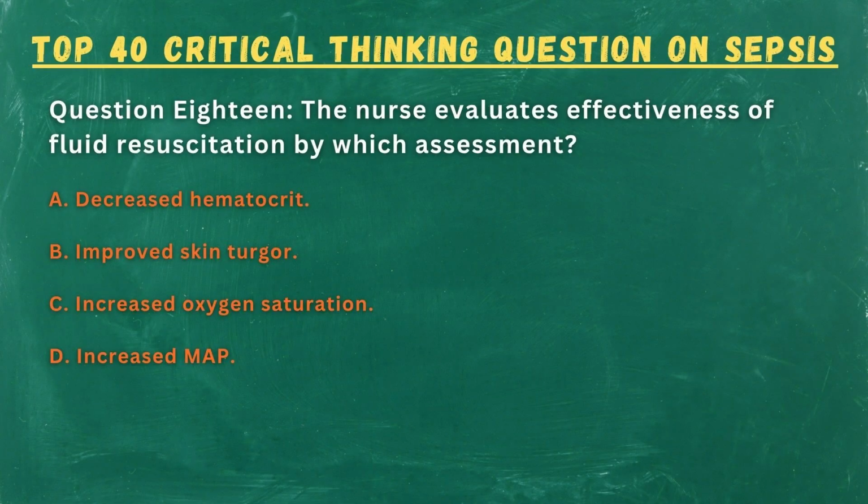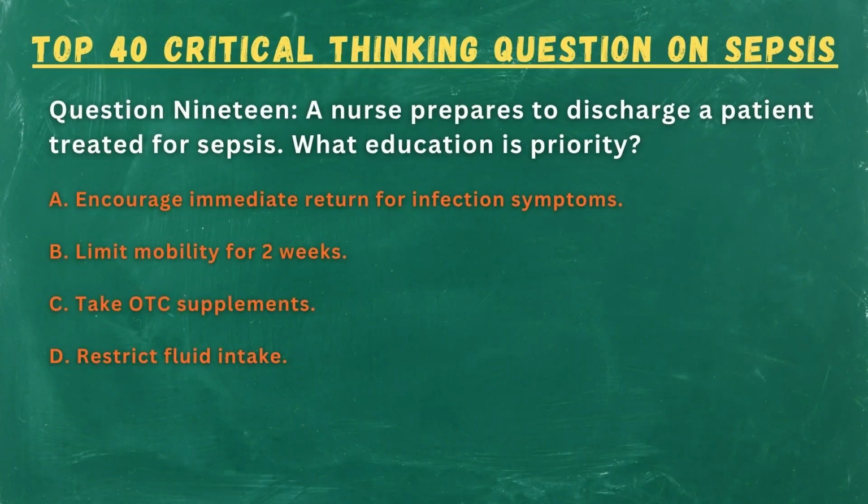Question 18. The nurse evaluates effectiveness of fluid resuscitation by which assessment? A. Decreased hematocrit. B. Improved skin turgor. C. Increased oxygen saturation. D. Increased MAP. Answer: D. Increased MAP.